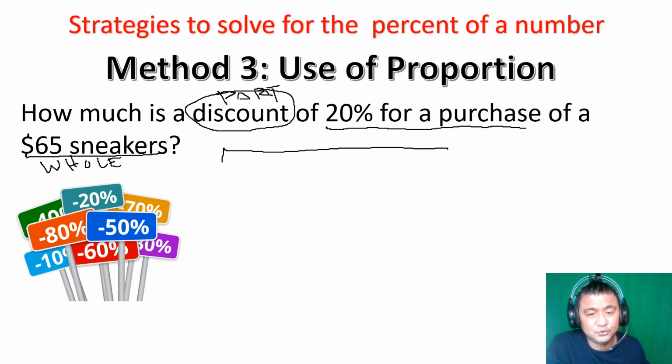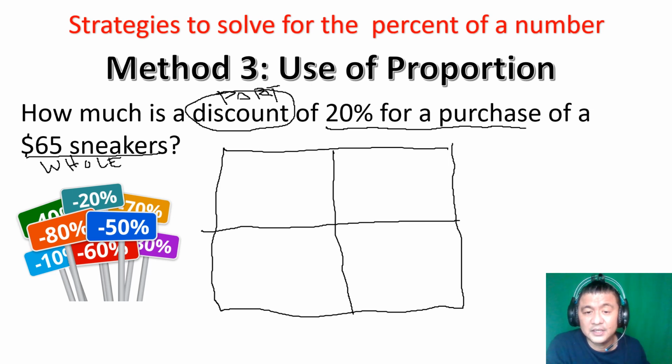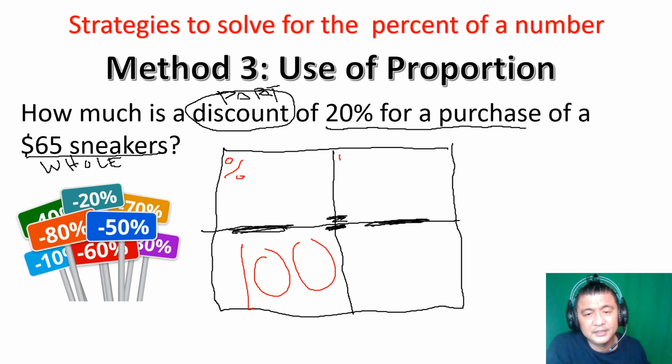Make a 2 by 2 square or rectangle. That actually is two equal ratios, or a proportion. We just wrote it in an organized way. Now, label it with the following: percent over 100, big 100, is equal to the part over the whole. Those are the labels that you should memorize or write immediately.